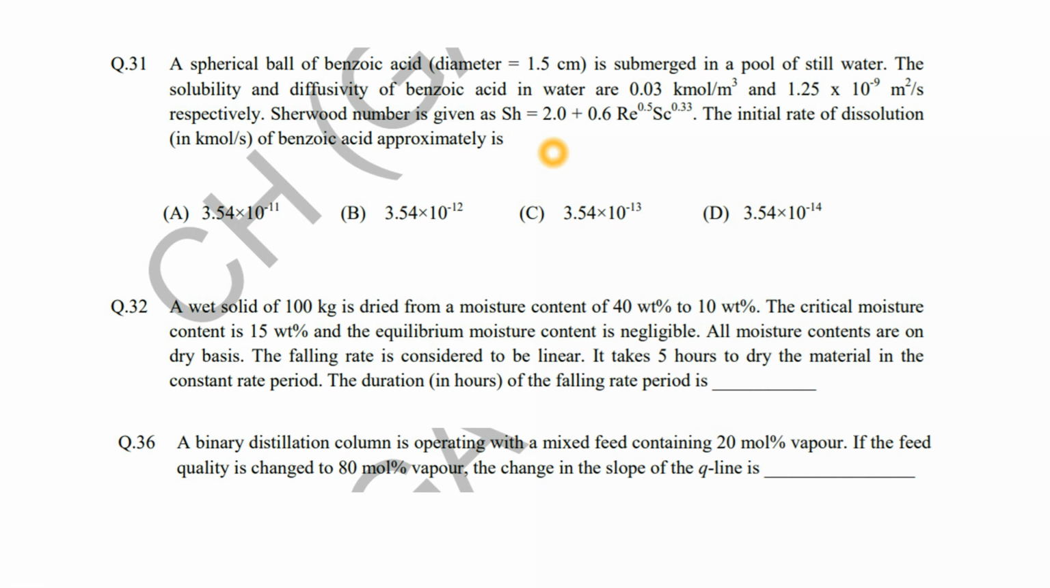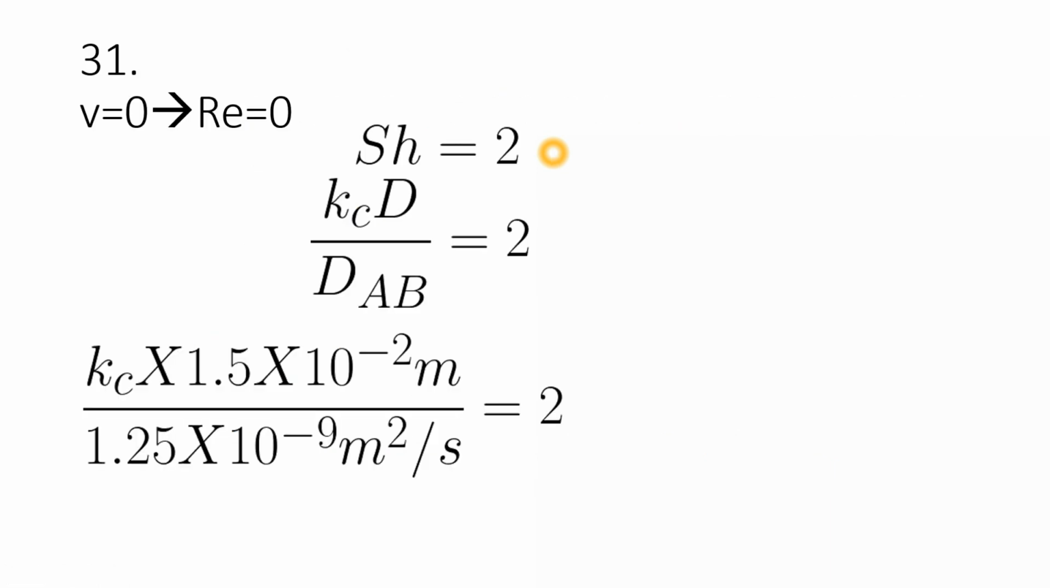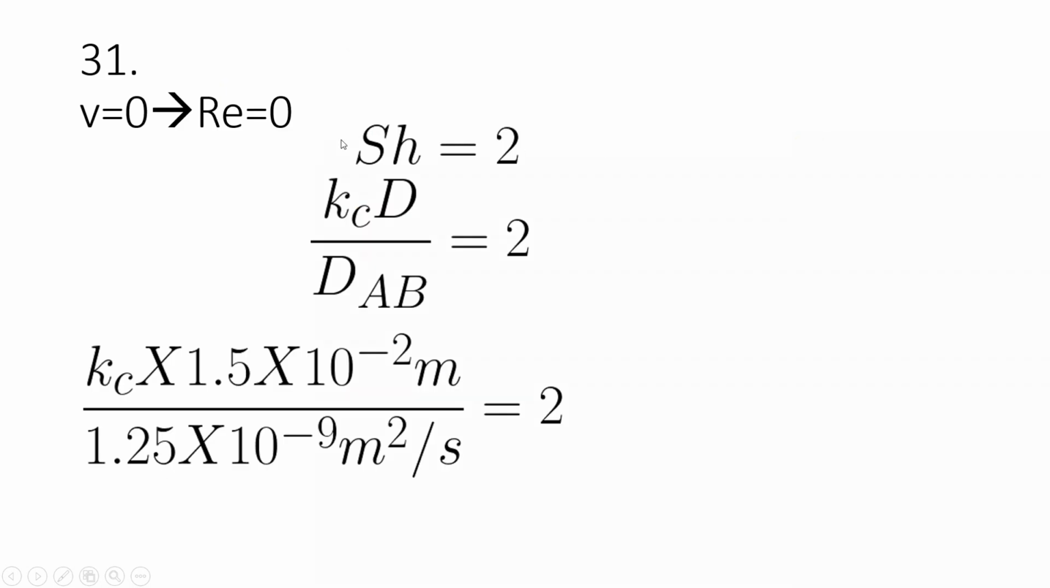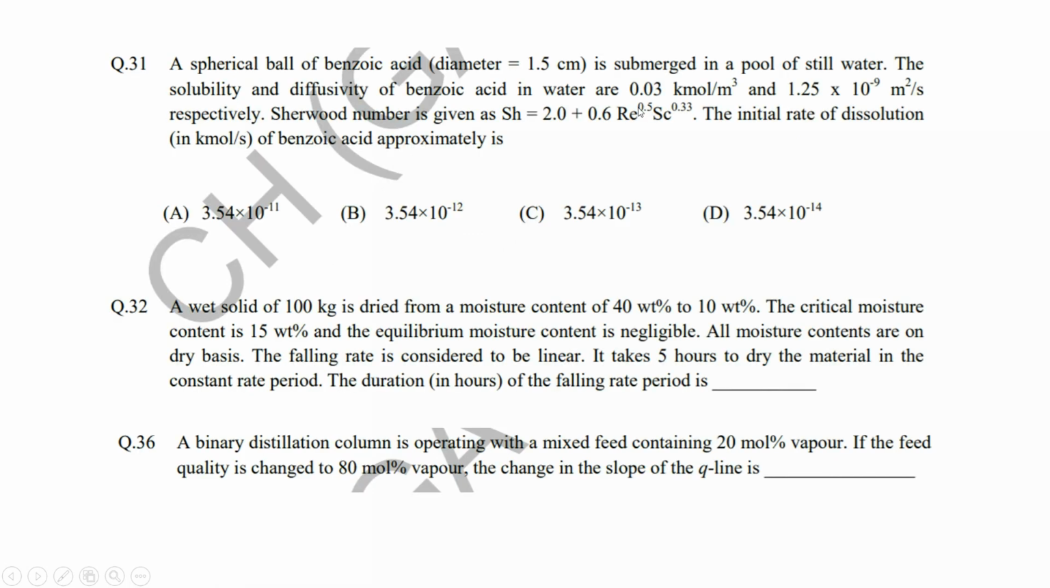So let's start with the solution first. We will solve question number 31. Since it is given that it is in still water, they have given this pool of still water, right? So that means velocity should be 0. If velocity is 0, Reynolds number will be 0, since you know that Reynolds number is d v rho by mu, v is 0, so Reynolds number will be 0. From this you will see here Sherwood number will be 2 only. This term will be 0, right?